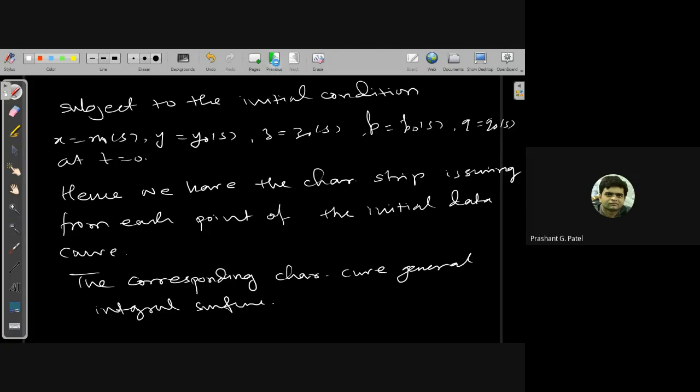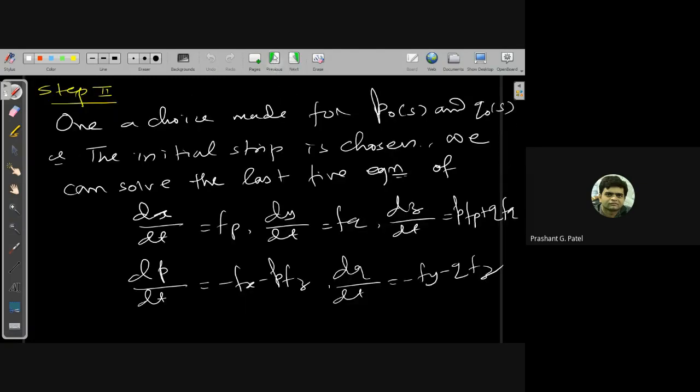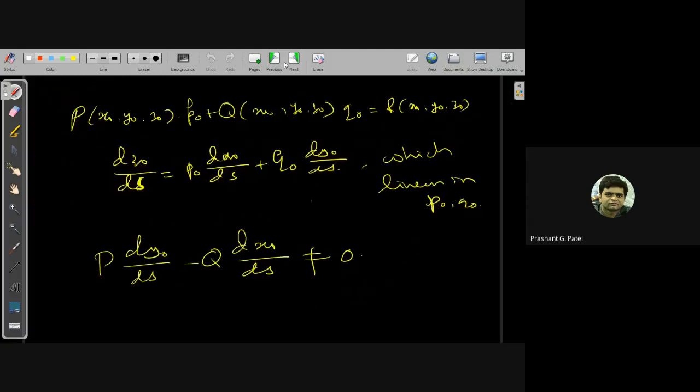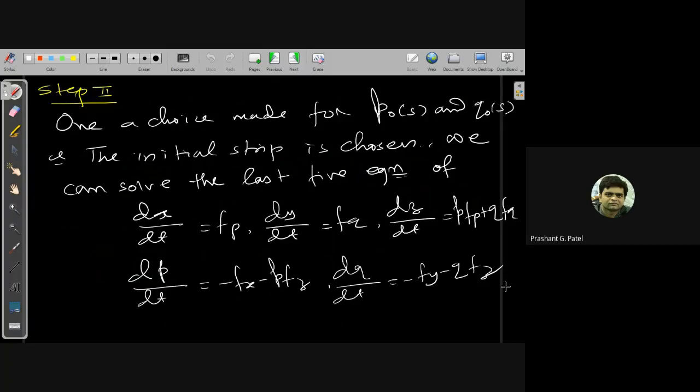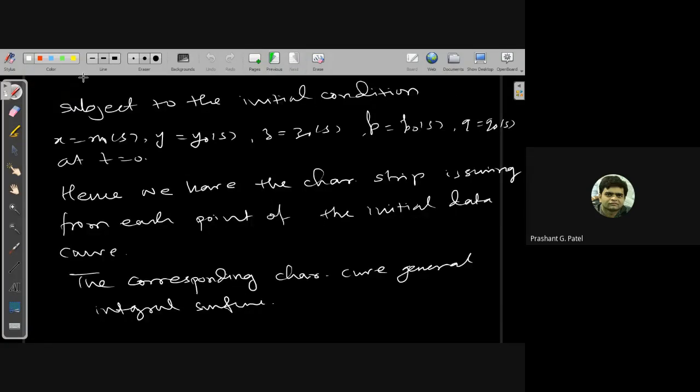But before that, we need to solve certain examples. So let us recall the steps. Step one is to find the values of p0 and q0 using these two equations. Step two is solving these five differential equations subject to the initial condition. Okay, let us solve some examples now.